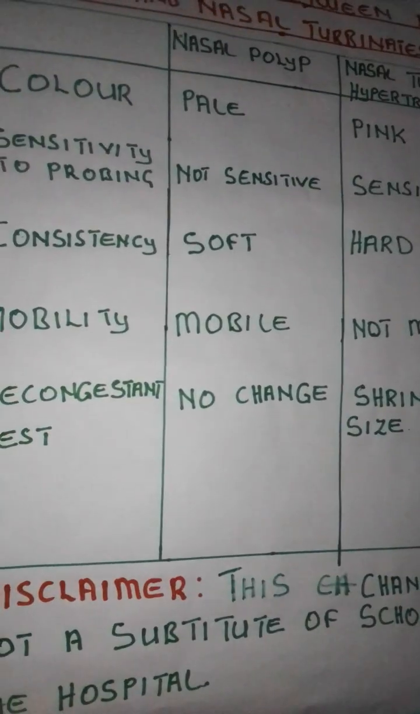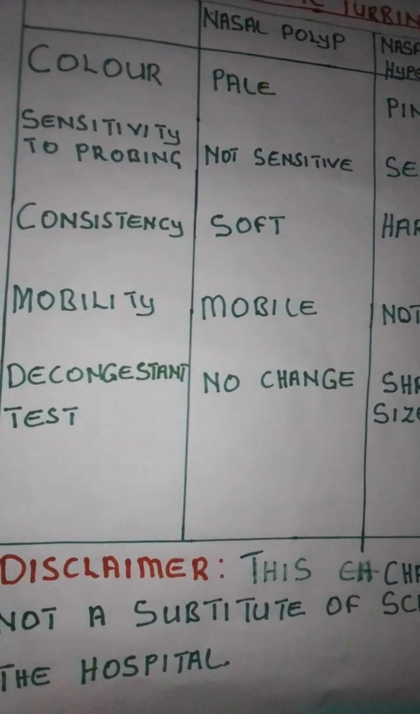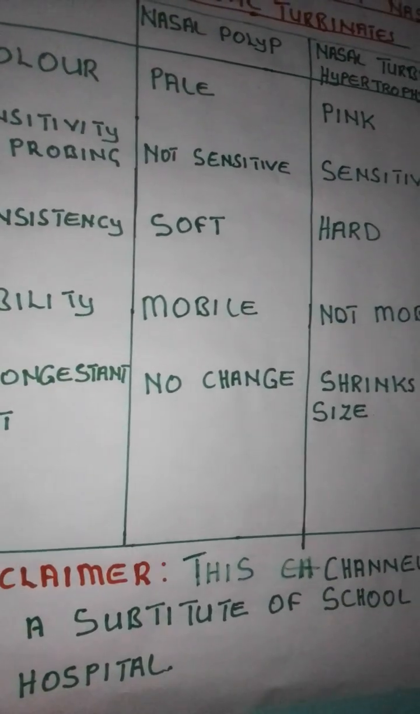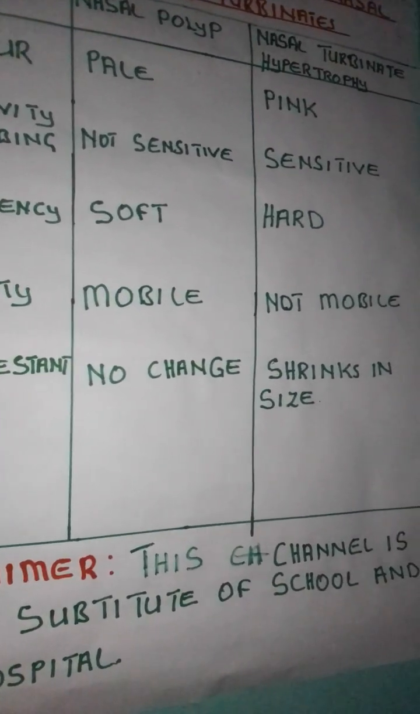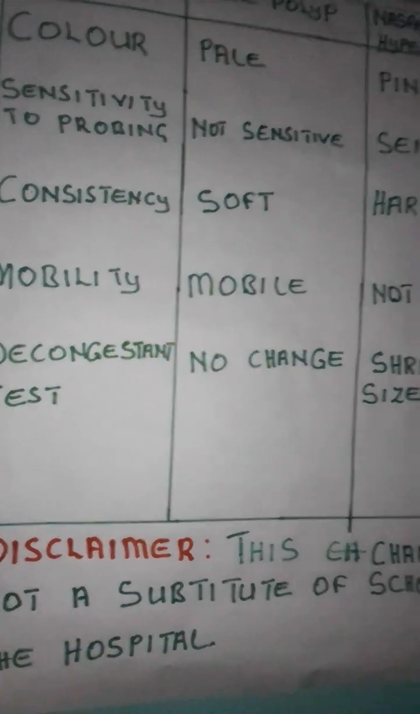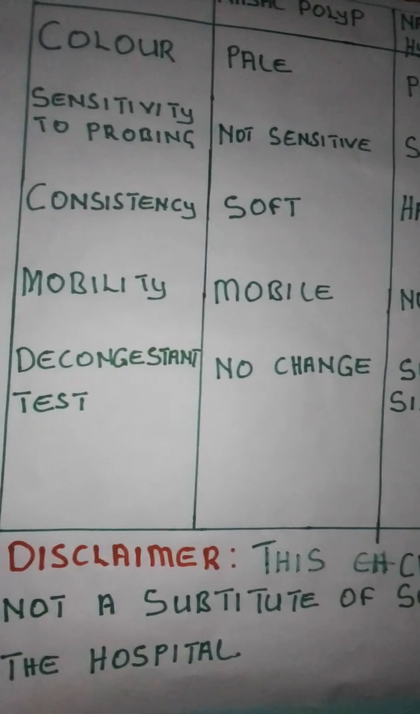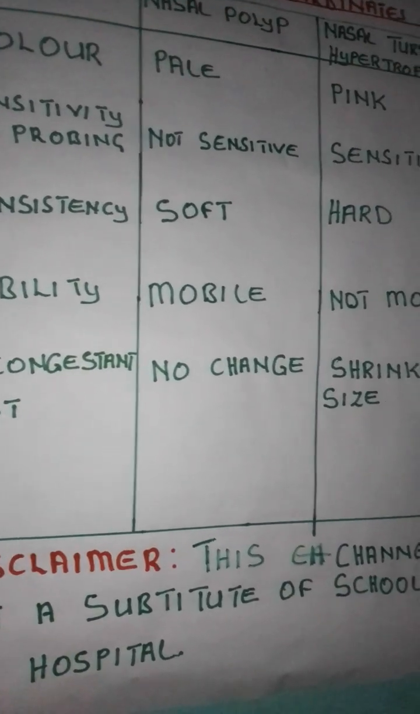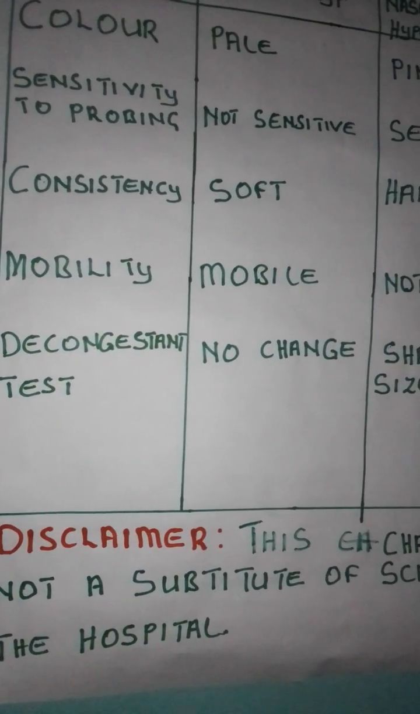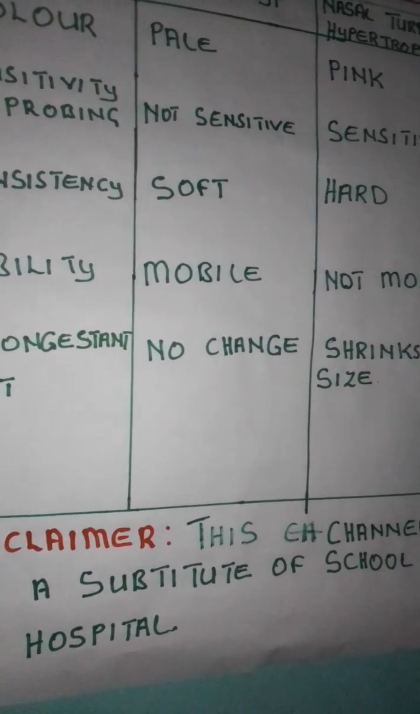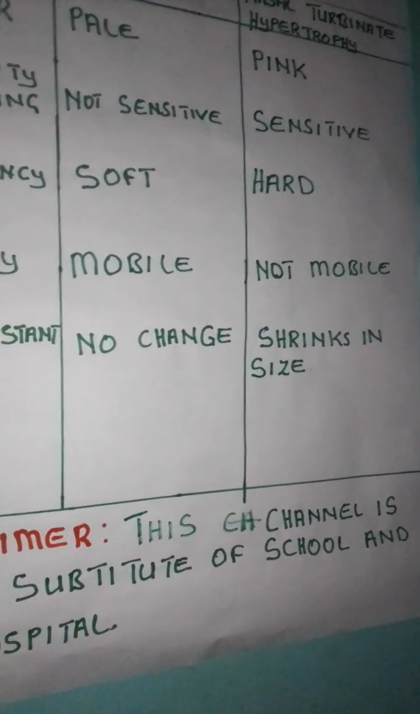So, the color: nasal polyp pale, nasal turbinate pink. Sensitivity to probing: nasal polyp not sensitive, nasal turbinate sensitive. Consistency: nasal polyp soft, nasal turbinate hard. Mobility: nasal polyp is mobile, nasal turbinate not mobile. If you do a decongestant test, there will be no change in the nasal polyp, while in a nasal turbinate, it will shrink in size.